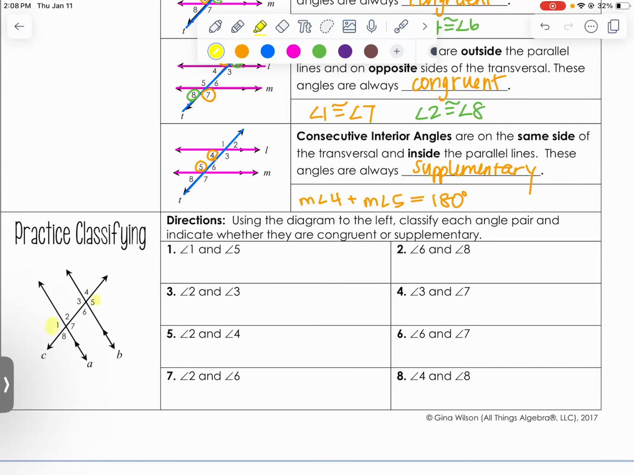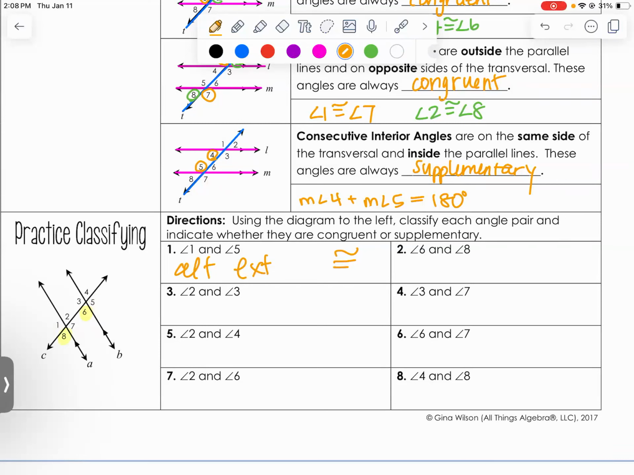Okay, angles 1 and 5. Reef, what's the relationship? Alternate exterior, and we know that they are congruent. Cool. All right. In number 2, 6 and 8.